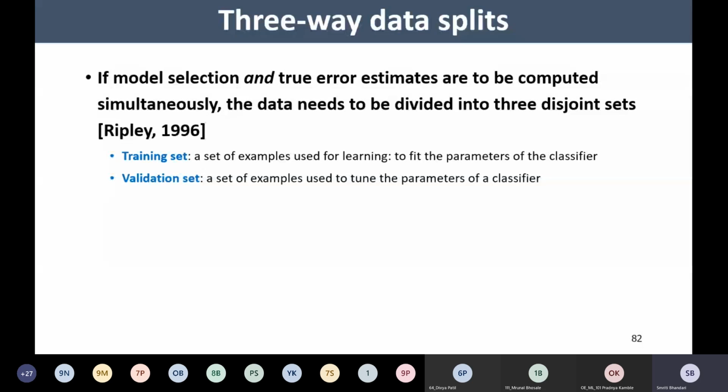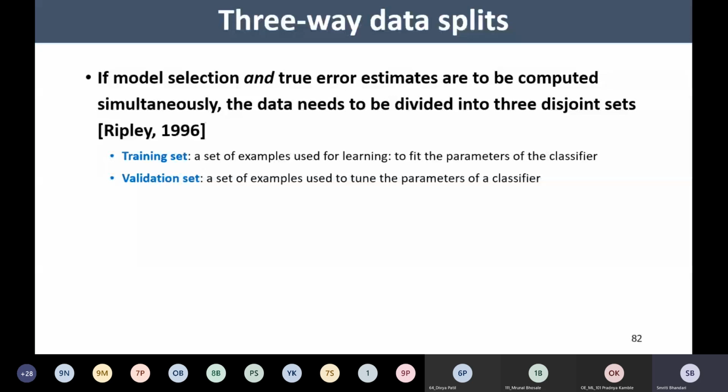Next, we have a validation set. So this new set was introduced, the validation set. Once again, this set includes few examples from the original data set. And this validation set is used to tune the parameters of the algorithm. Tuning. So the training set is used to fit the parameters, and then the validation set is further used to tune the parameters of the algorithm. We will see what we mean by that.